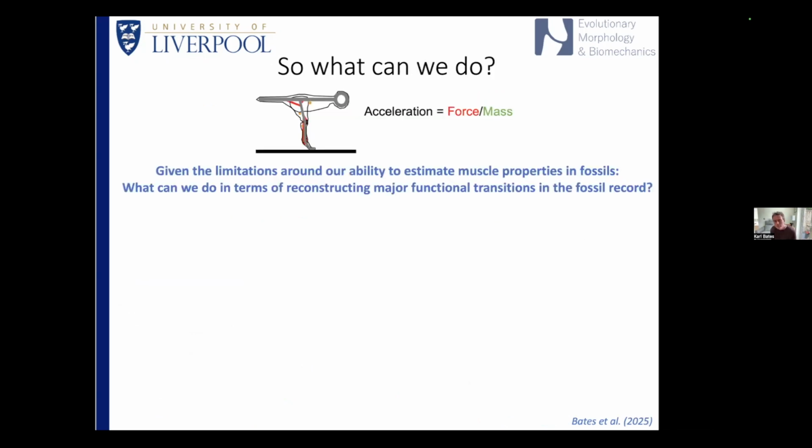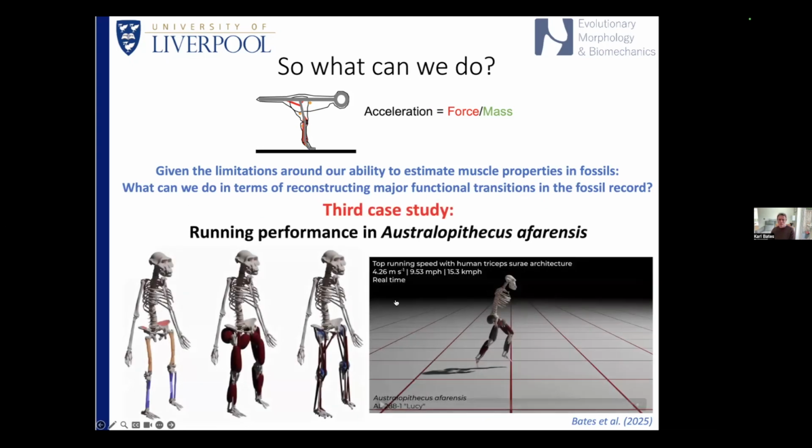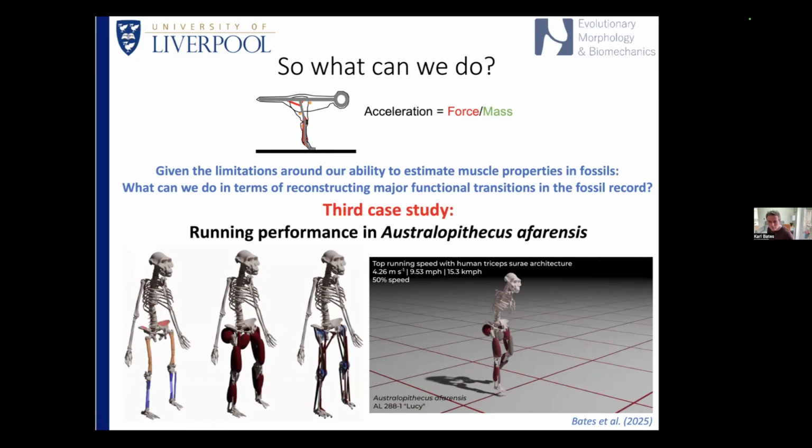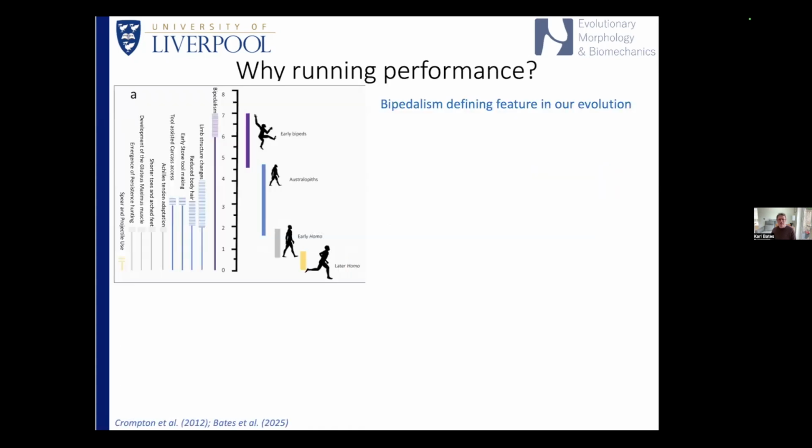So where does that leave us? I've shown you a really pretty animation of a T-Rex running along, but if we can only reconstruct its mass properties well and its muscle properties not so well, how does that leave us, reconstructing its overall movements and then other sorts of functional transitions in the fossil record? Well, to look at the current state of affairs and the way that we have to approach that currently, given these limitations, I'm going to run through a study that we've just published where we attempted to predict running performance in Australopithecus afarensis.